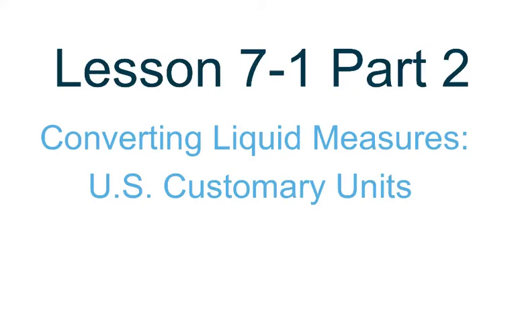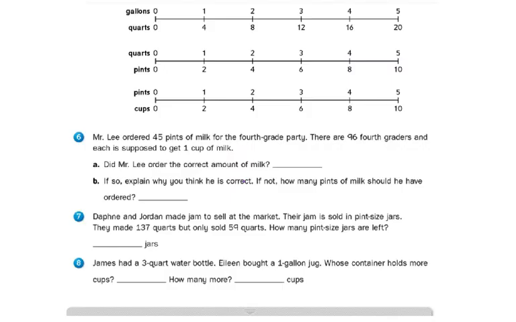In Lesson 7.1, Part 2, we're going to continue converting liquid measures using U.S. customary units. So we're going to go back to your math journal page 229. This is a continuation from the last lesson. At the top, you will see a diagram that displays a measurement scale, and you'll notice that they have gallons, quarts, quarts to pints, and pints to cups.